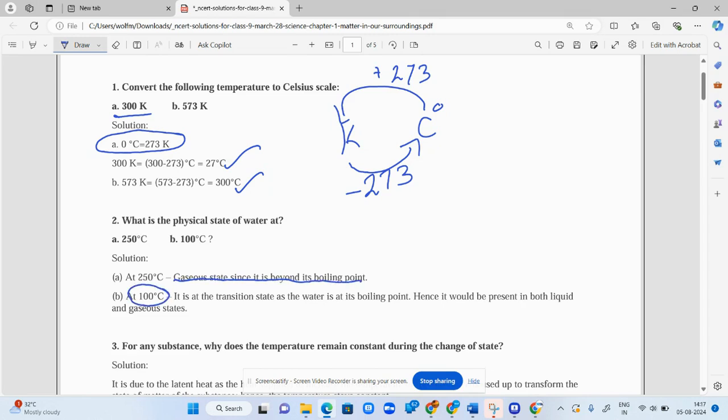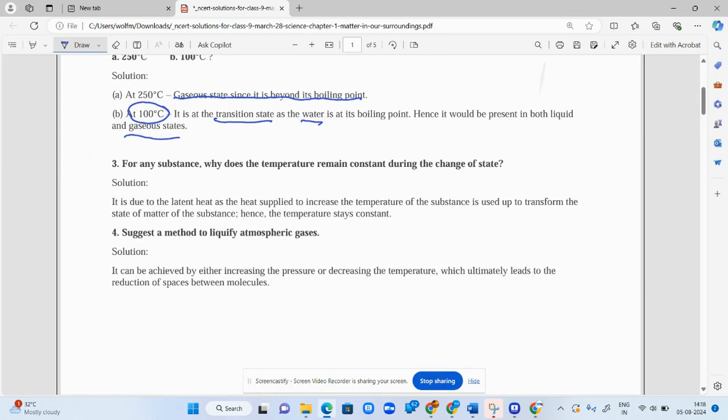But at 100 degrees Celsius, it is not the complete gaseous state. It is a transition state where we can see water as well as some gaseous water vapors also. So the answer is it is at the transition state, as the water is at its boiling point. It doesn't complete it. So hence it would be present in both liquid and gaseous state.